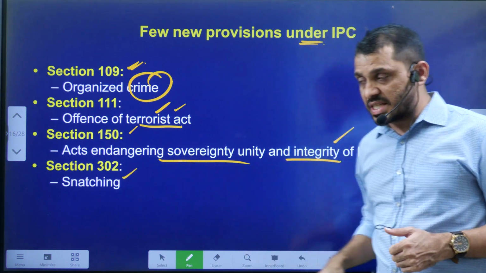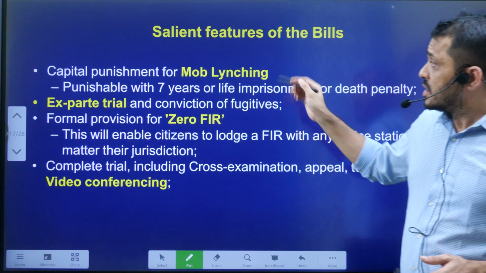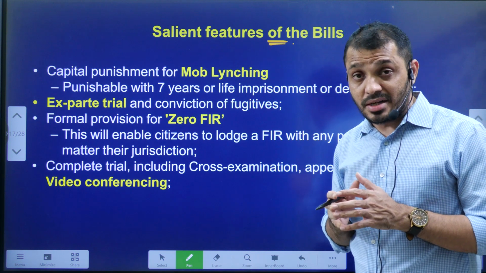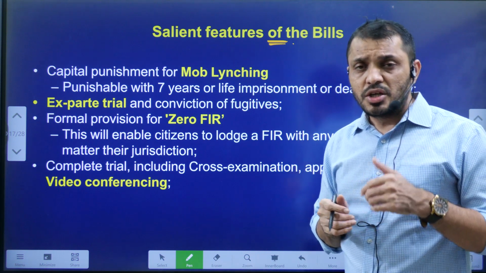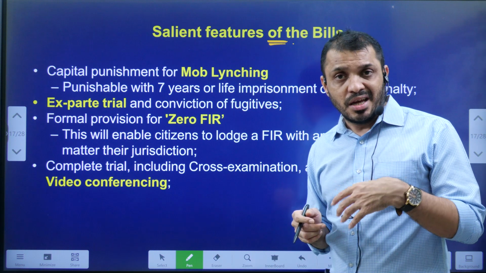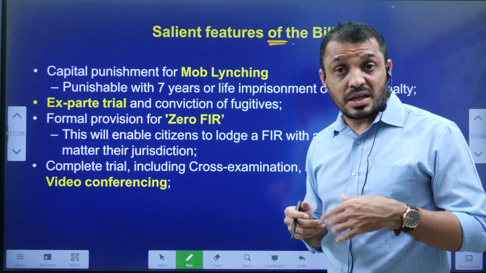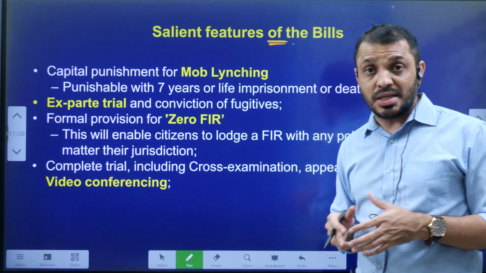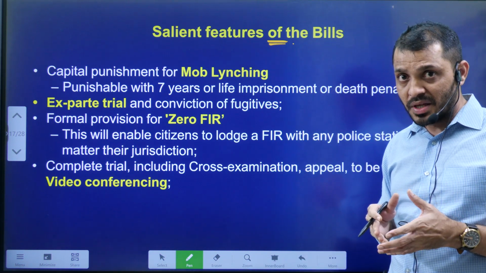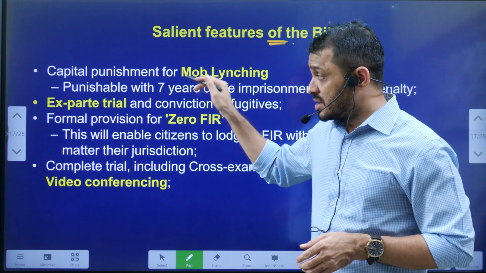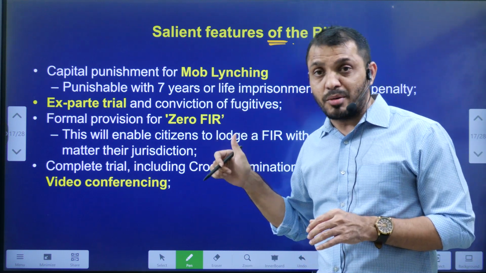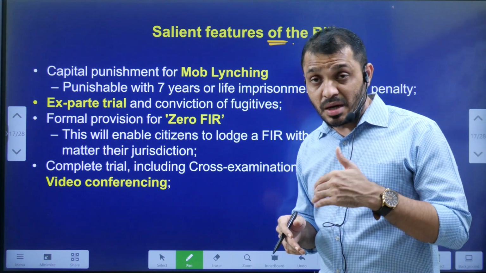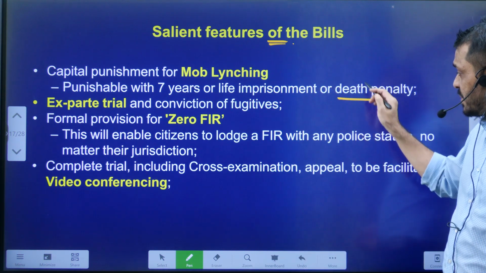Section 302, snatching. And one more thing, students, the old IPC did not contain any punishment for mob lynching. Mob lynching is becoming very high due to religion or caste, because of various things, cow vigilantism. Because of all these things, mob lynching is increasing a lot. To deal with it, the new law added punishment for mob lynching, and if anyone is caught under mob lynching, they are punishable up to even the death penalty also.